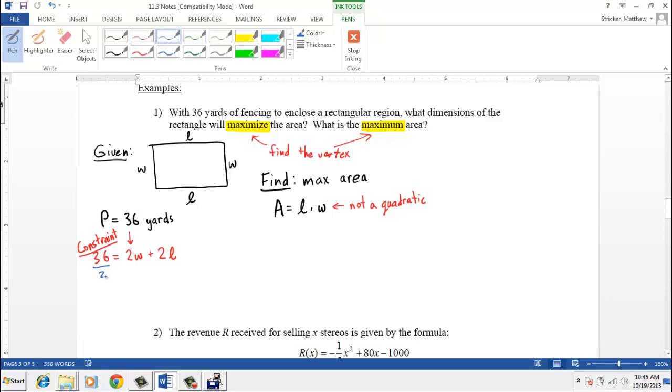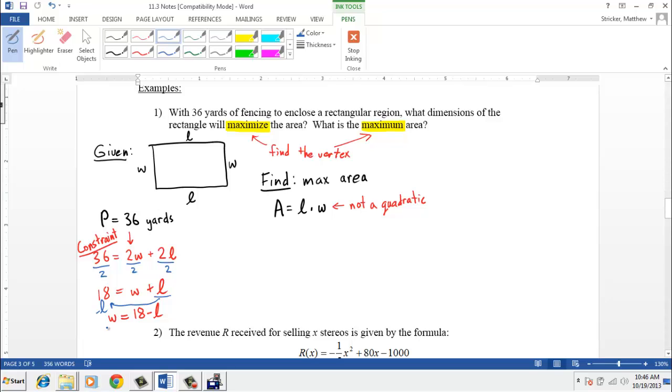Now, before we go ahead and try to do some substituting, we should probably make use of the fact that all these terms are even, so they're all divisible by 2, which is going to make this relationship a lot easier to work with. It's going to give us that 18 is equal to the width plus the length, which means that width is equal to 18 minus L. That's if I take this L and I subtract it to the other side. Then I get that width by itself is equal to 18 minus L. I also could have solved for L and said L is 18 minus W.